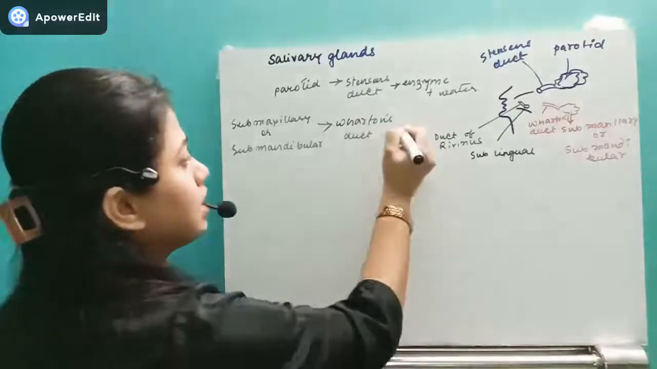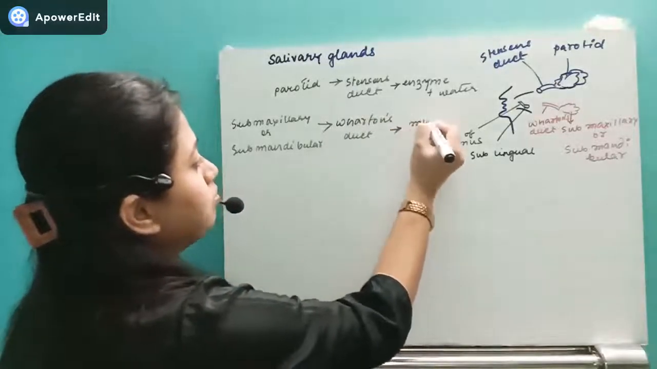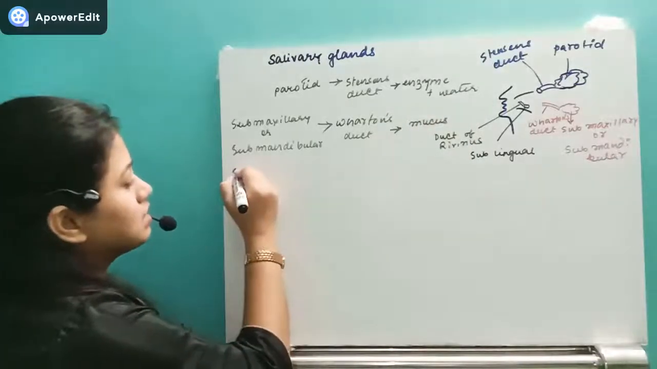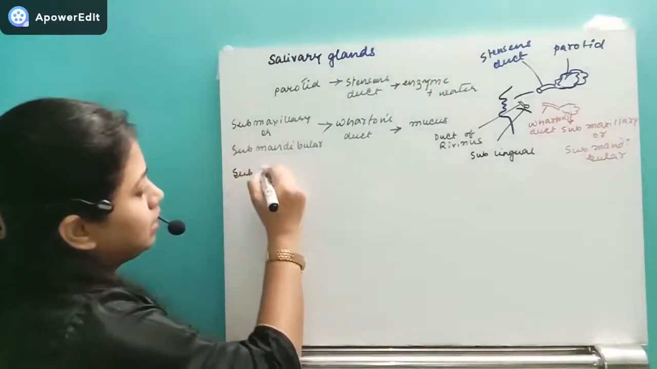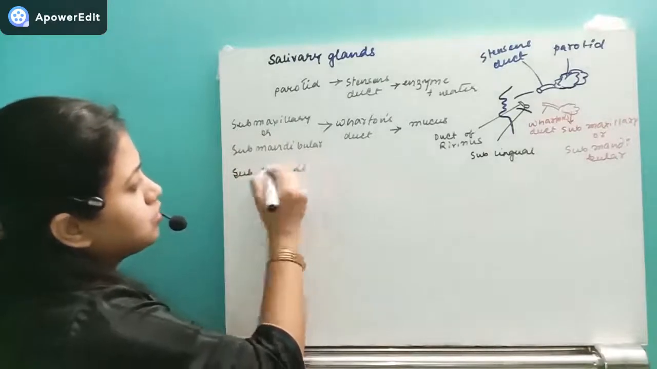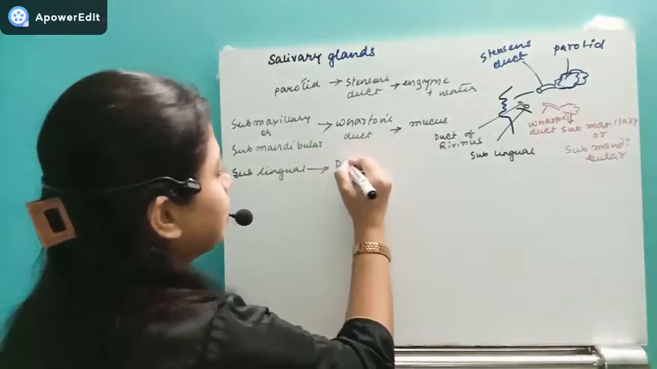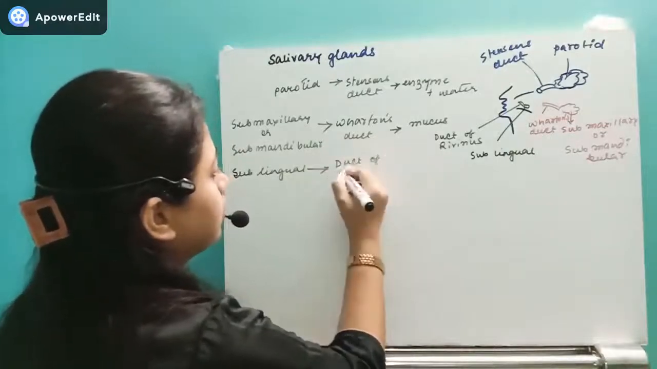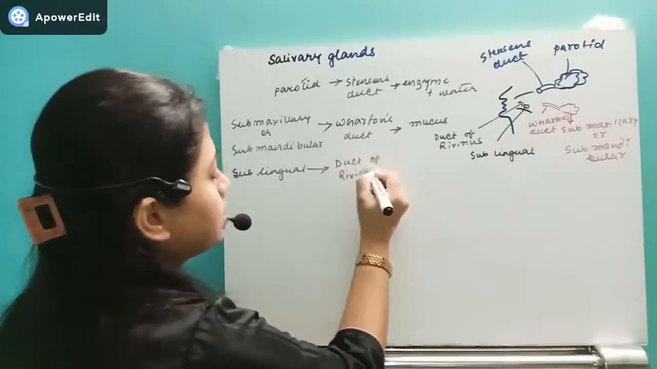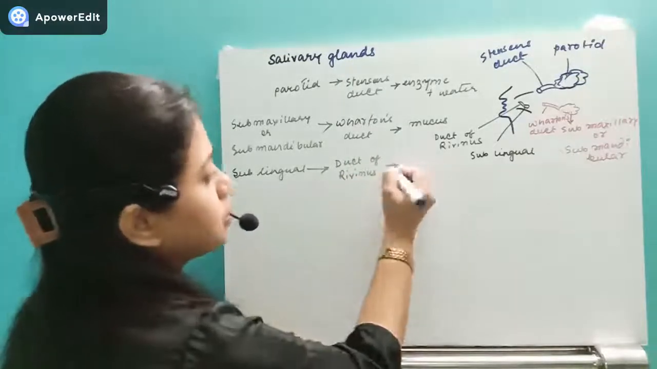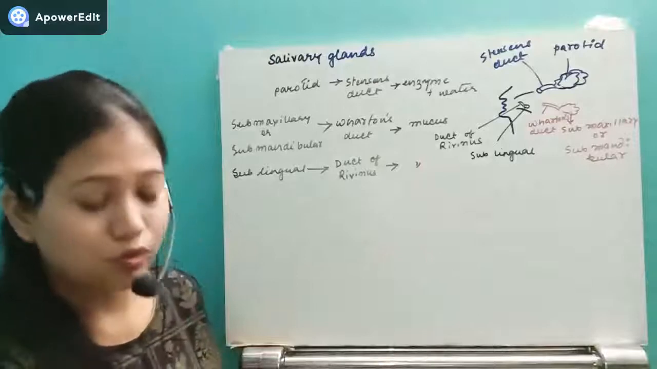It is going to release the secretion, that is the mucus, right? The next one is the sublingual gland, right? So this sublingual will have its duct. The name of the duct is duct of Rivinus, right? And what is that secretion? It also releases the mucus.